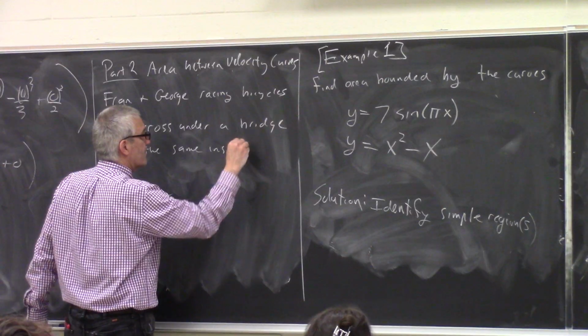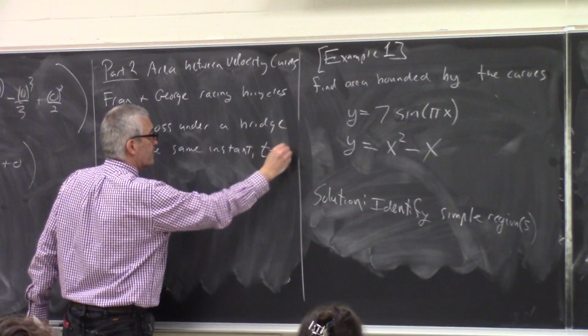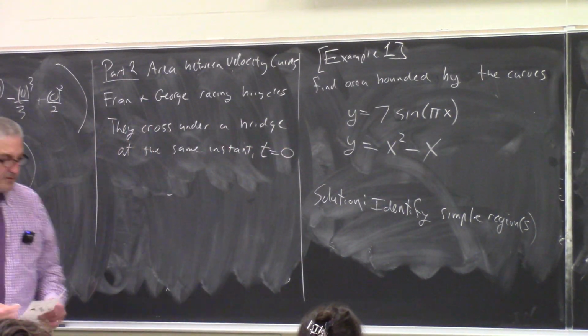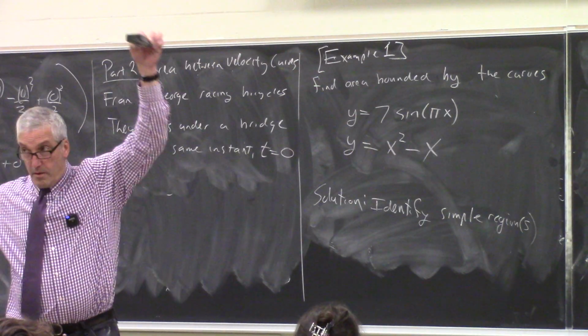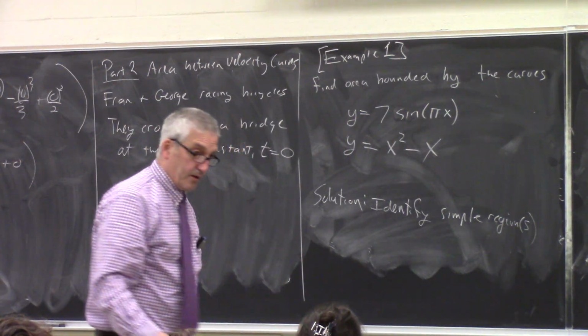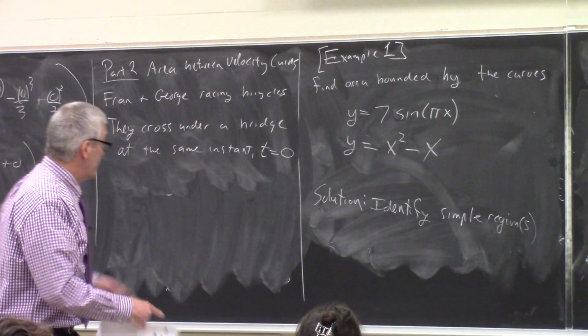So at the same instant, at time t equals 0, here's the bridge. At time 0, Fran and George are both biking under this bridge. So simultaneously, they cross under this bridge.